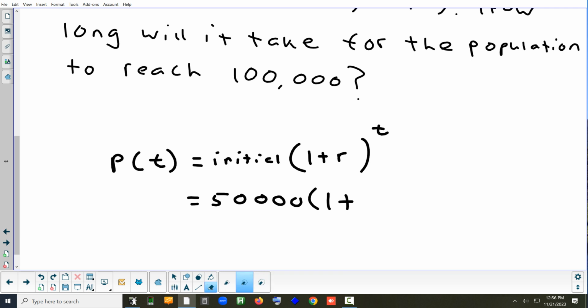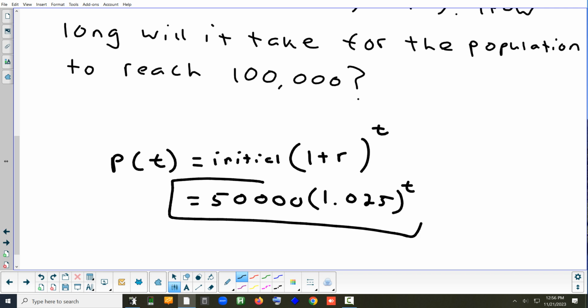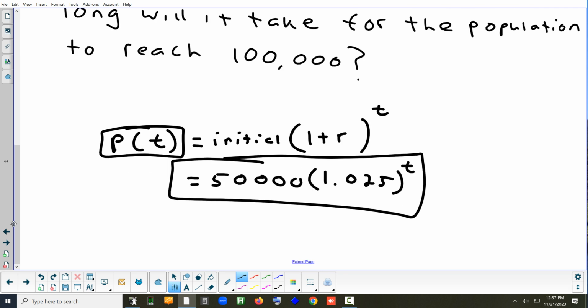Yeah, I guess I wrote that a little weird if I was going to ask you that. So 1.025 raised to the t. Okay, so there's our population as a function of time. Now we have to plug in the 100,000. Is the 100,000 a population or is it a time? It's a population, so that's going to replace the left-hand side.